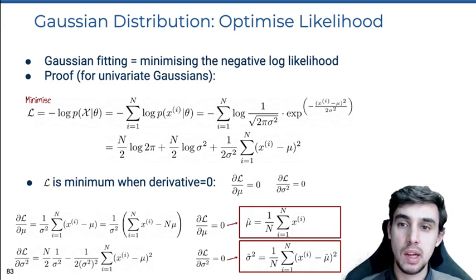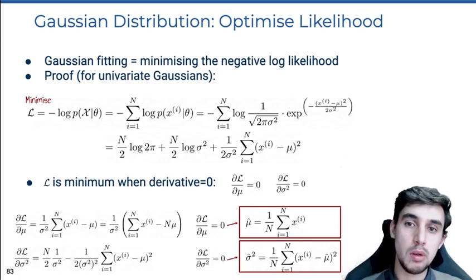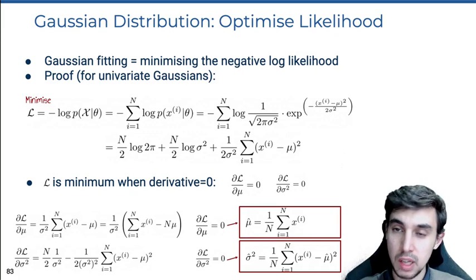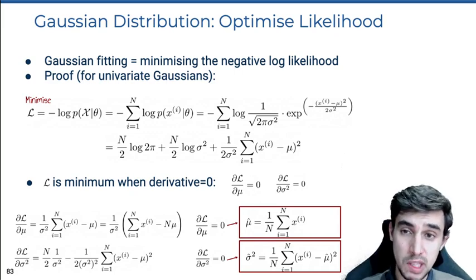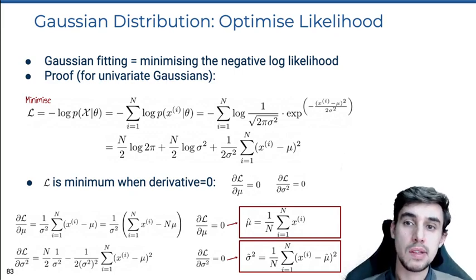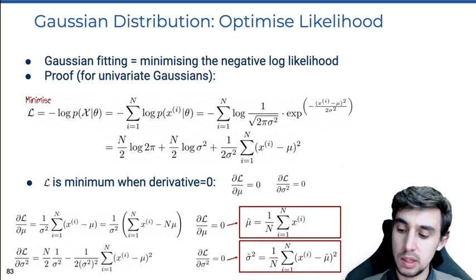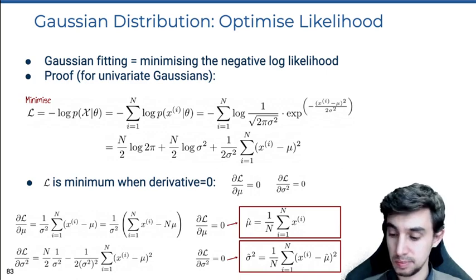So you see here that the equations that we usually use for the univariate Gaussian distribution, but also for the multivariate Gaussian distribution, are just the closed form solution to the minimization of the negative log likelihood function.